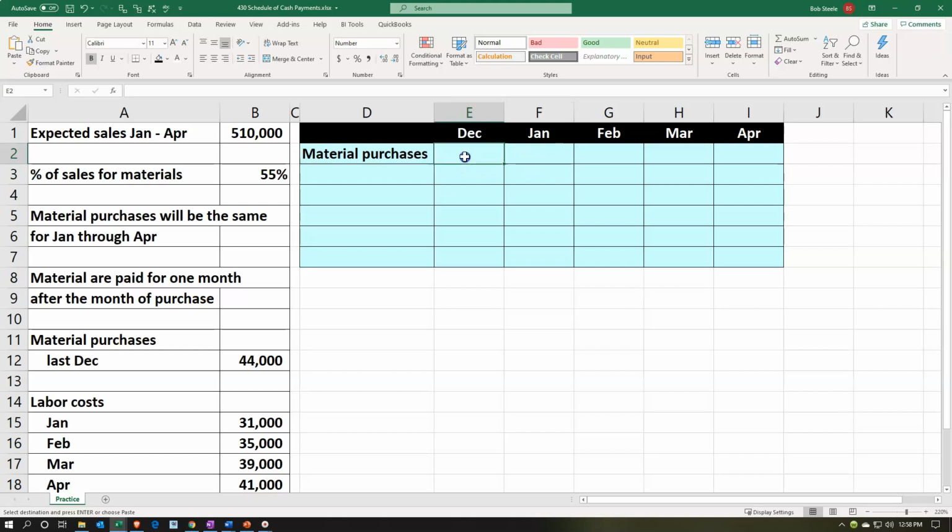So we're going to say that the materials purchased are going to be equal to, in December, we had the 44,000. That's what we purchased. We purchased them on account. So we're going to say that we purchased them on account that we're going to pay for them in the following month. So this is the amount of purchases, not the payments. So then we're going to say that in January, we're going to have the 510,000 times the 55%.